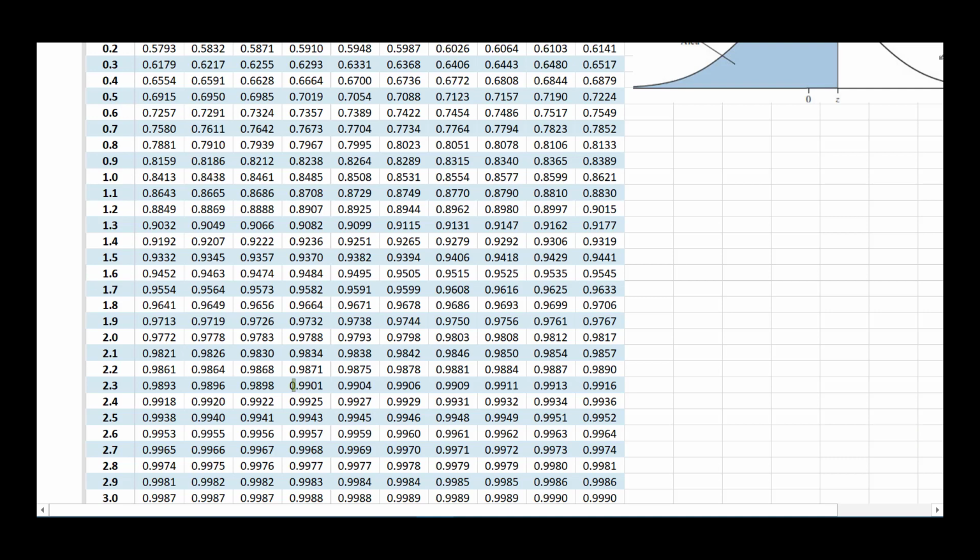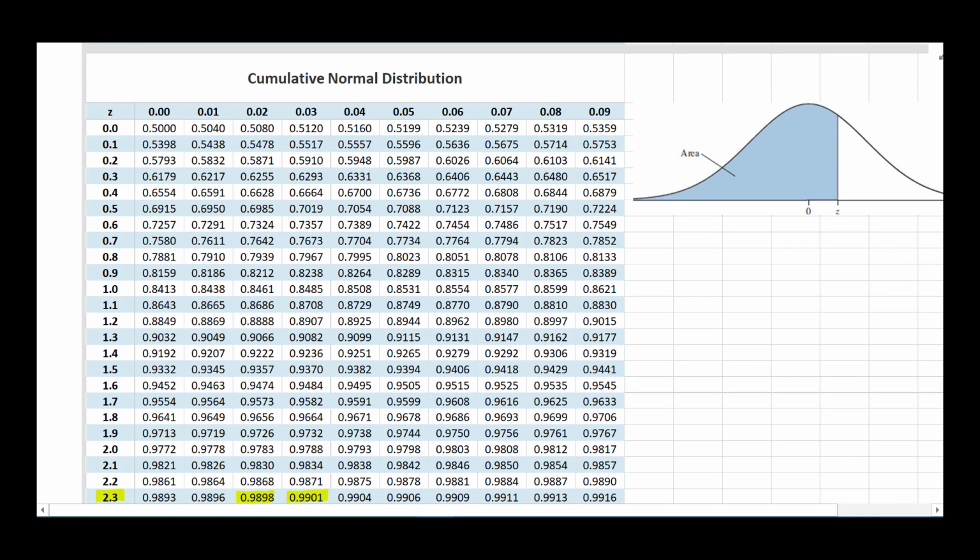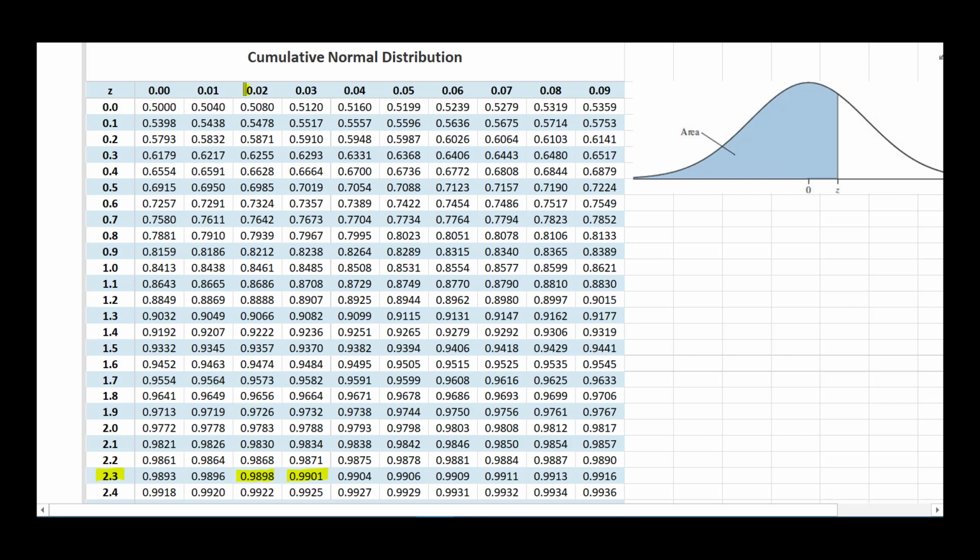9906, 9904, ooh, 9901 is really close. 9898 is also really close. It's in between, not exactly halfway in between. I guess it's about a third of the way in between, but it's still close enough to in between. I think I'm going to just split the difference. It's a bit of a judgment call. If you use the closest one, that would be a reasonable approach in my viewpoint.